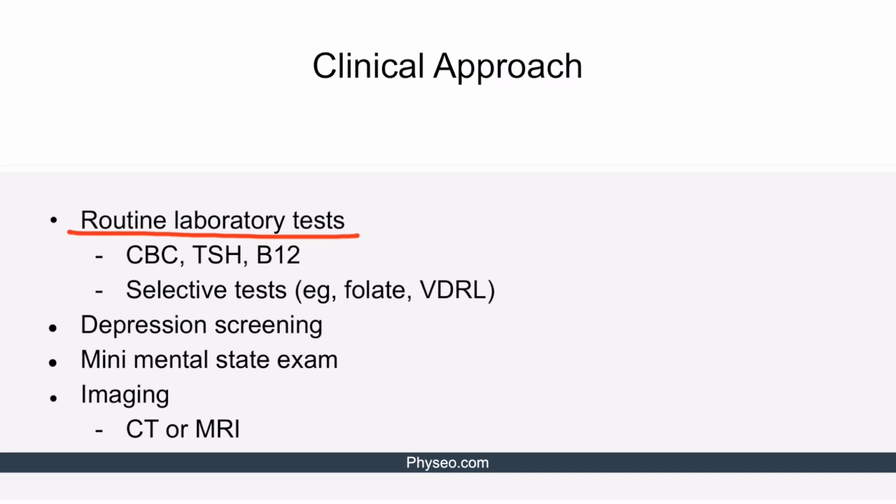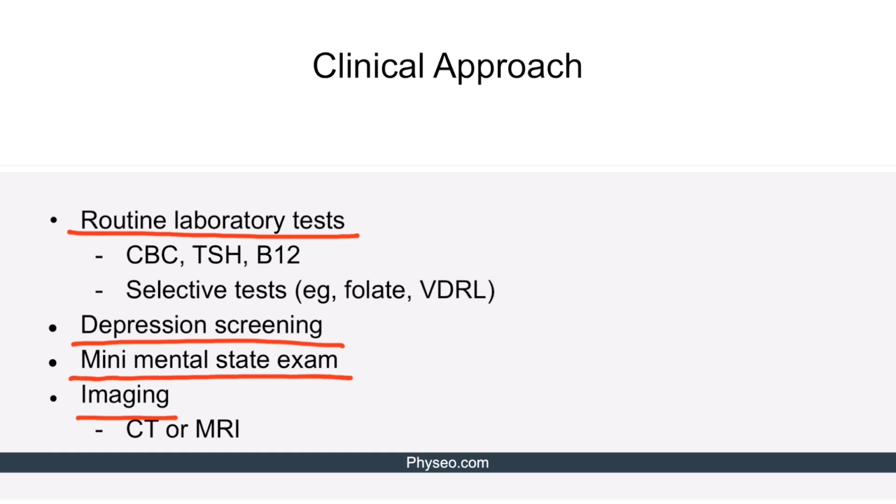For example, an alcoholic patient should get folate level measured, while a patient with multiple sexual partners and unprotected sexual activities should get a VDRL checked. Depression also needs to be ruled out by screening. Then a mini mental state exam should be performed. After this, if the mini mental state exam suggests cognitive dysfunction, then imaging such as CT or MRI could be done to see if there is ventricular enlargement, cortical infarction, or atrophy, suggesting an underlying cause of the patient's symptoms.